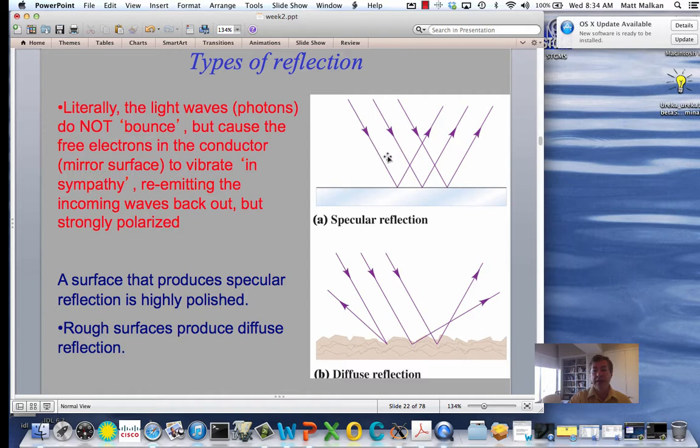Say the electric field is oscillating this way, back and forth, back and forth. It's going to move these electrons back and forth when it impinges on their space in the conductor. So they'll vibrate back and forth in sympathy, and then they will launch a reflected electromagnetic wave back out in the opposite direction it came from. And my idealization here is that this surface is going to be perfectly smooth.